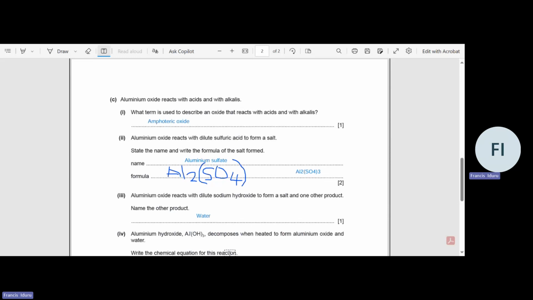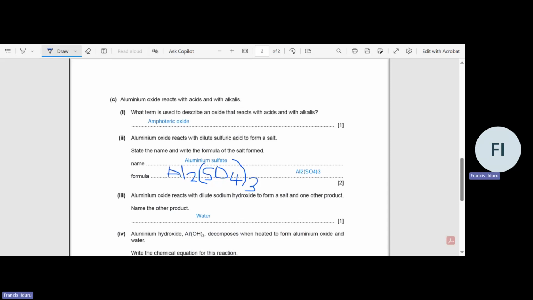State the name and write the formula of the salt. Since it is reacting with sulfuric acid, aluminium will form aluminium sulfate, Al2(SO4)3. So we're going to have something 3 added to this place. So we have 3 here, or simply Al2(SO4)3. That's 2 marks there. The name 1 mark, the formula 1 mark.